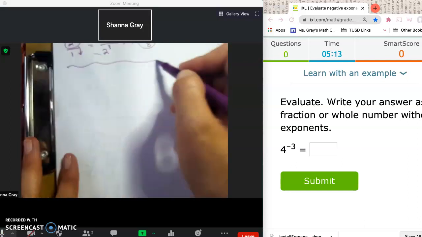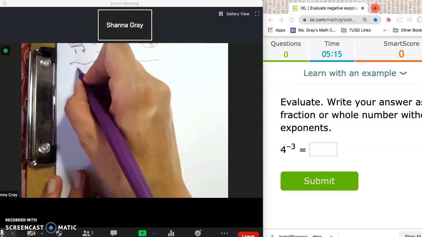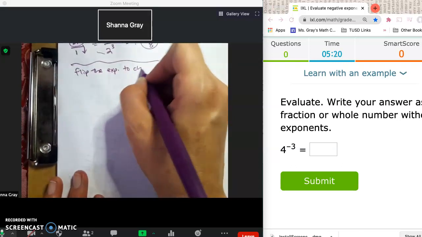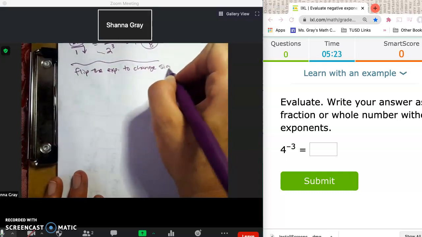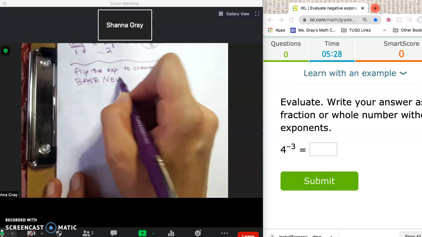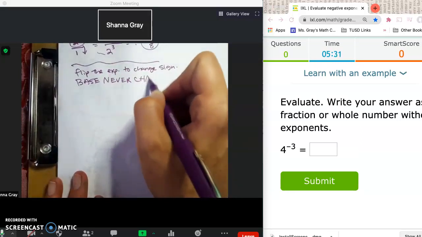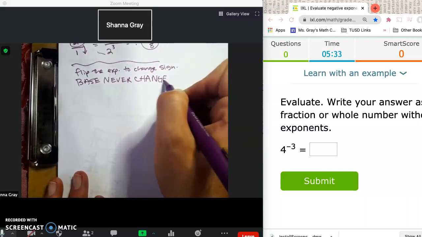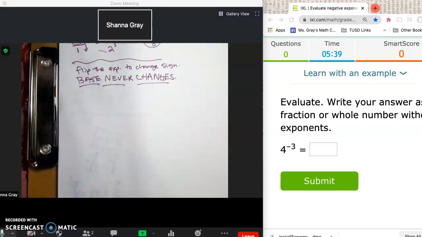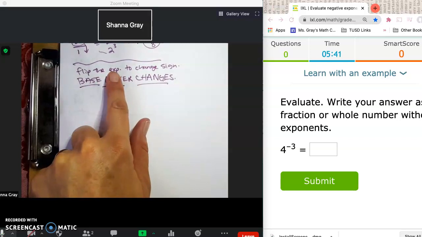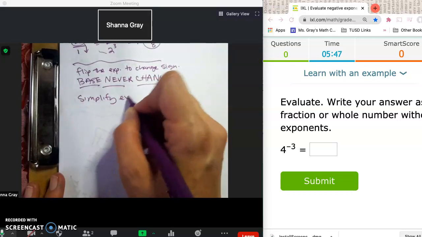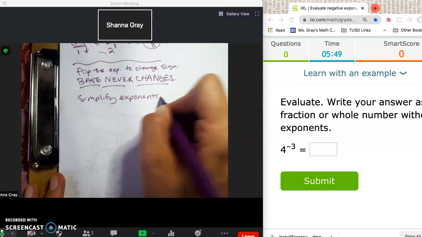So I can flip the exponent to change the sign. The base never changes. So that's going to be true this entire unit. The base is never, ever going to change. But the exponent can change. That's what we're trying to simplify: exponents. So exponents can change, bases never do.